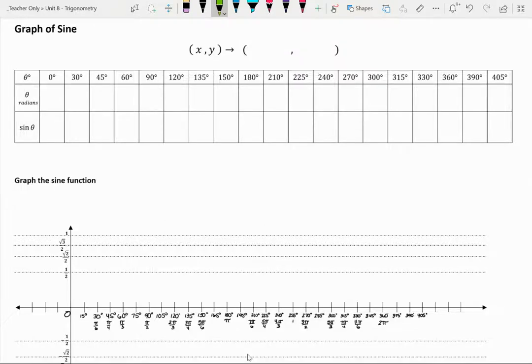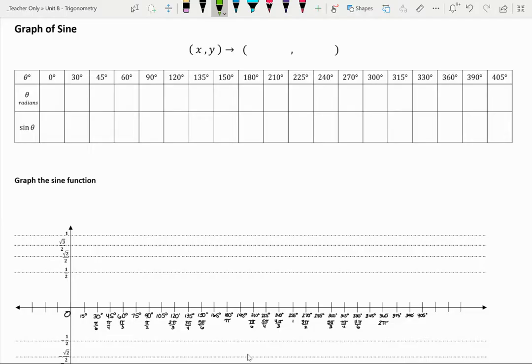All right, so it's finally time to start looking at the graphs of sine and cosine. So you'll see we're set up to make any other graph that we've made. We're going to have a table of values, and then we're going to make our graph down below. And we're going to be using those coordinate points from the unit circle to help us.